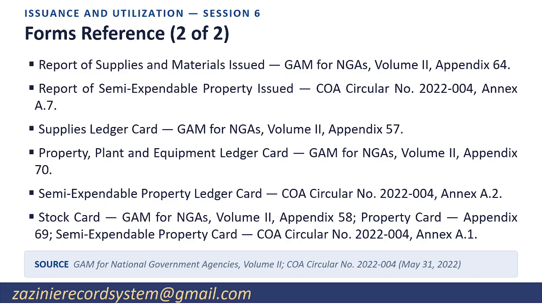Notice which forms on this second page come from Commission on Audit Circular Number 2022-04's annexes rather than the GAM directly. Those are specifically the semi-expendable property forms, and they use a different numbering system, Annex A something, rather than an appendix number. Next slide.